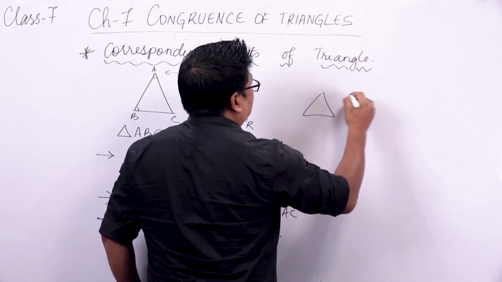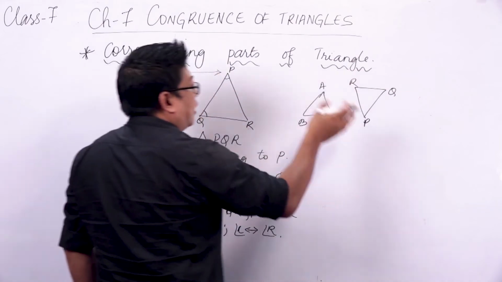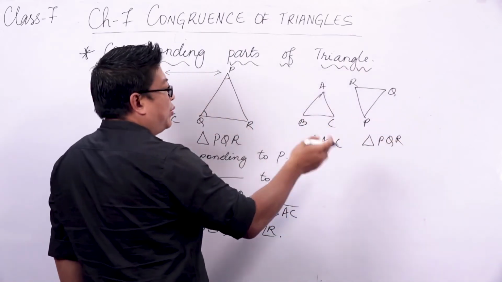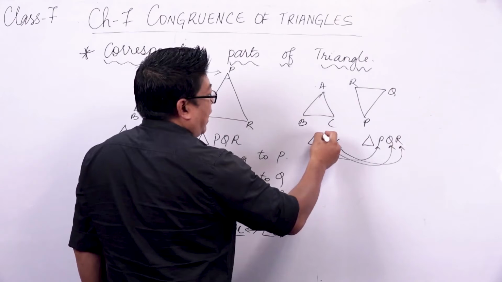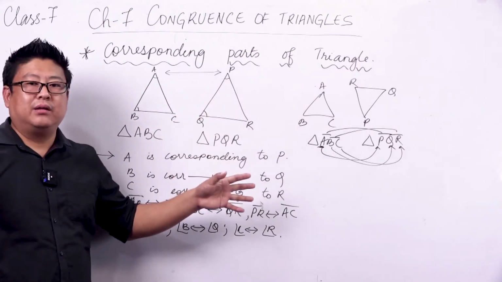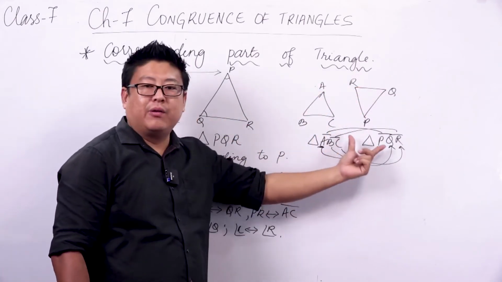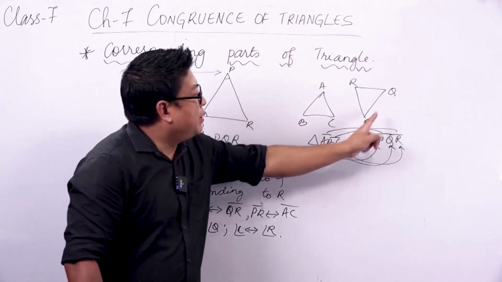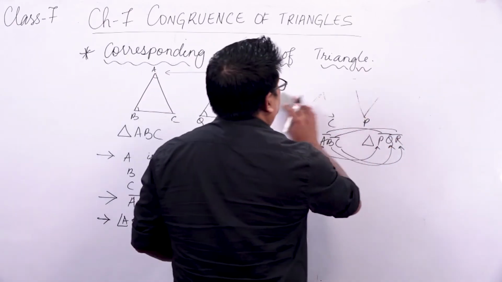Sometimes the figure may come like this also: A, B, C, P, Q, R. Now do not be confused. You can simply look at the names, the way they are named. Just by looking at the way they are named, we can say that A corresponds with P, B corresponds with Q, C corresponds with R. So AB corresponds to PQ, BC corresponds to QR. The position does not matter. The position of the image may be different, but if you look at the names, you can find out the corresponding points and the corresponding lengths. So with the help of the names, you can easily find out the corresponding parts.